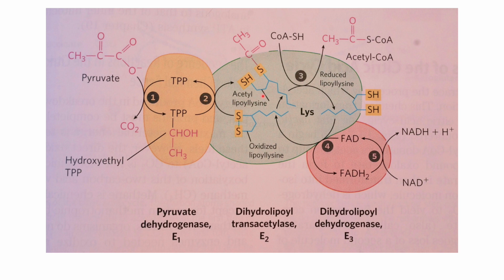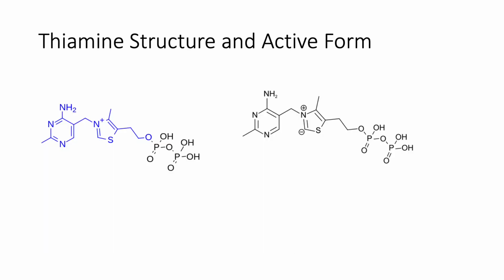You can work out the mechanism with the dihydrolipoyl transacetylase here, but this is frankly not terribly informative, showing the binding of the vitamin directly to the pyruvate. So we wanted to do a little bit more of a deep dive into this, and to do so we need to look at the thiamine structure and its active carbanion form.